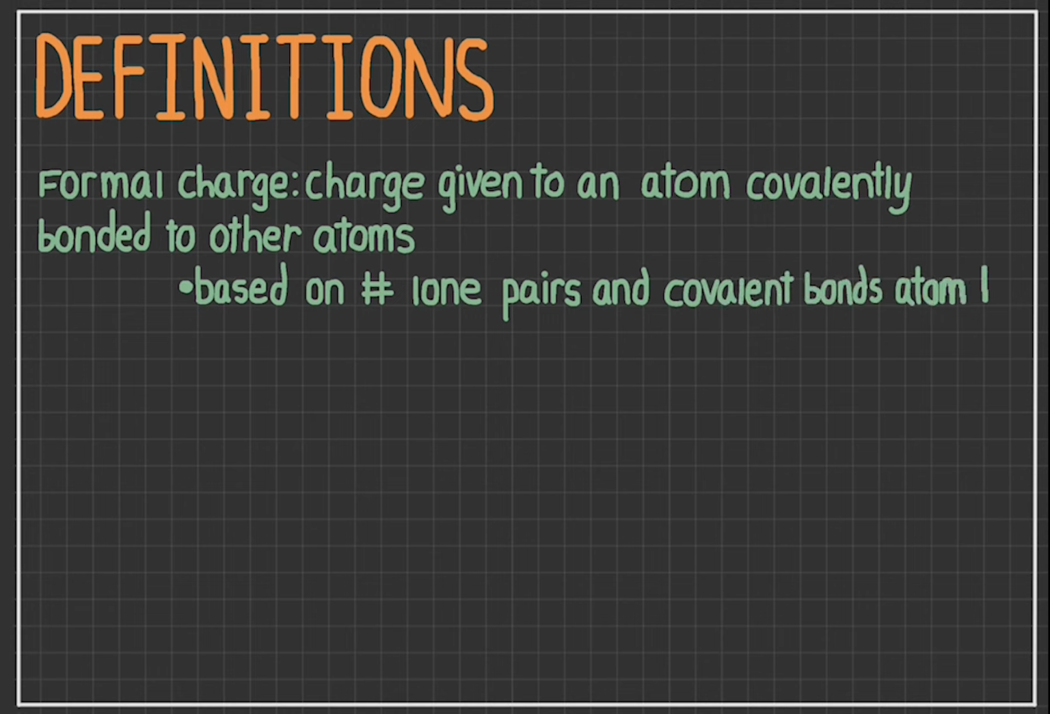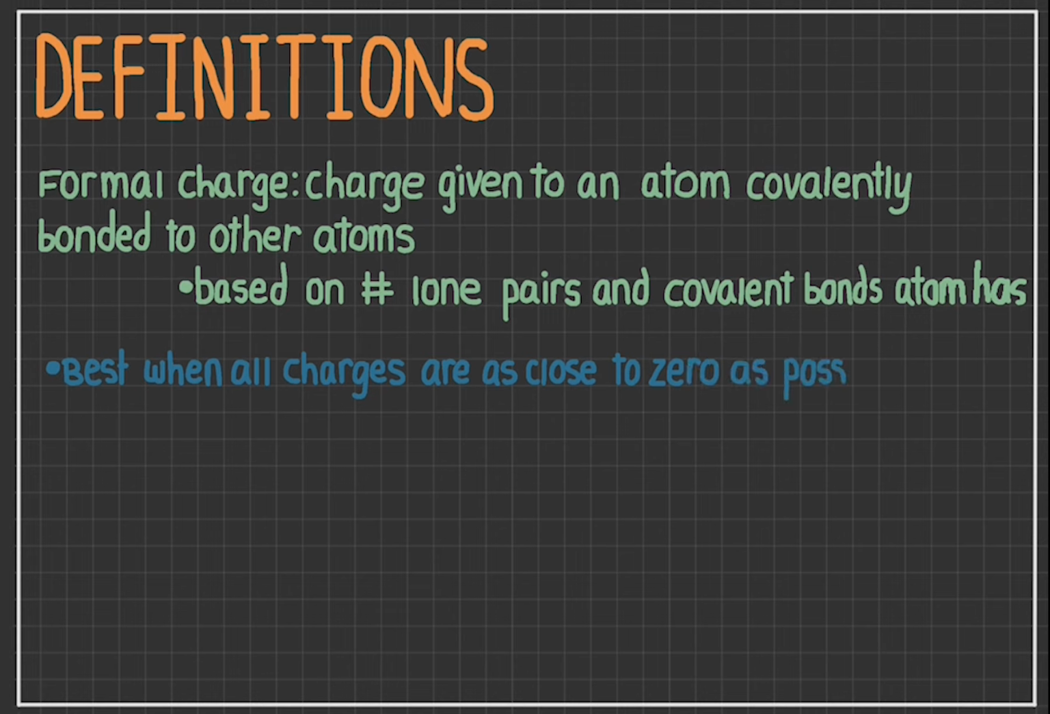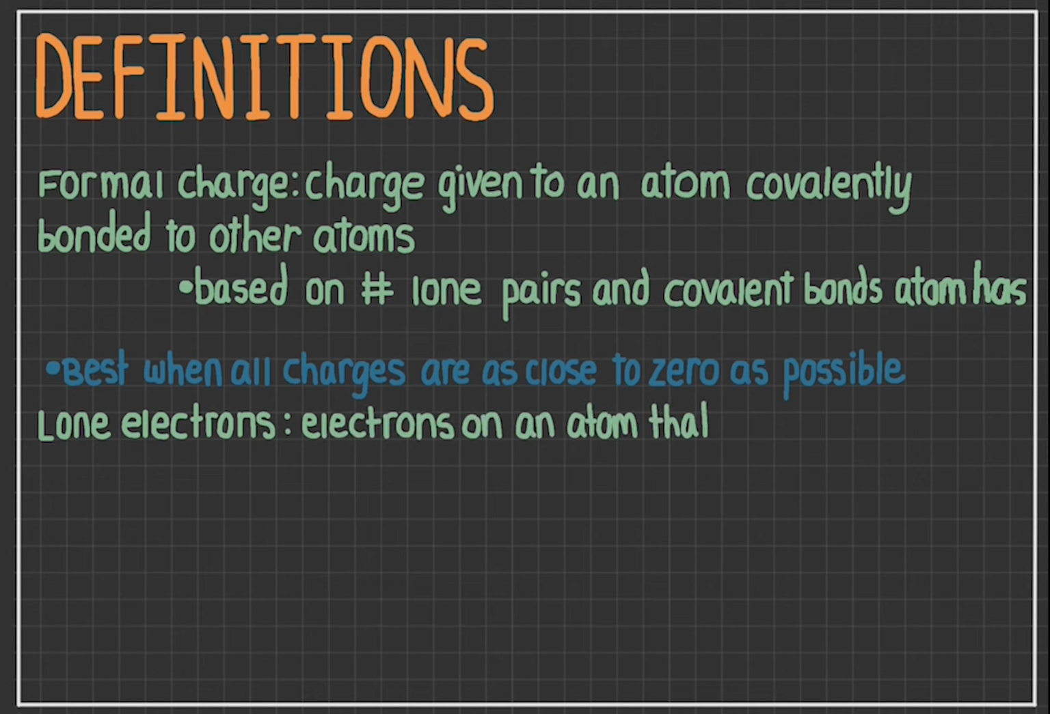Some other good terms to know are lone electrons, which are electrons on an atom that are unbonded, and a covalent bond is when a pair of electrons are shared between two atoms. A lot of times, these electrons aren't shared equally, but for determining formal charge, the assumption is made that all the electrons shared are evenly shared between both atoms.